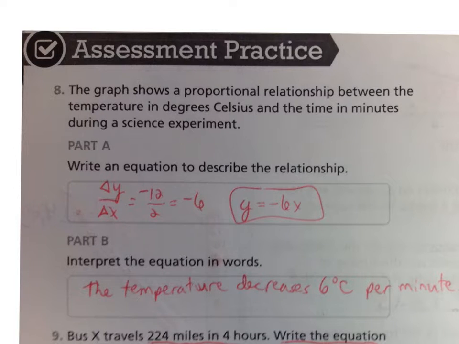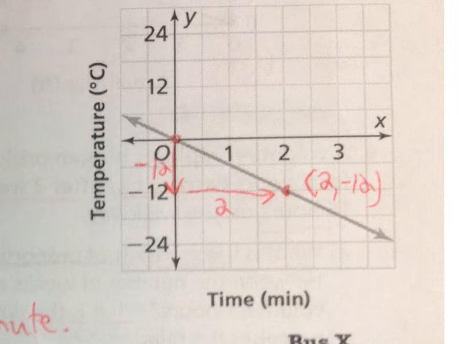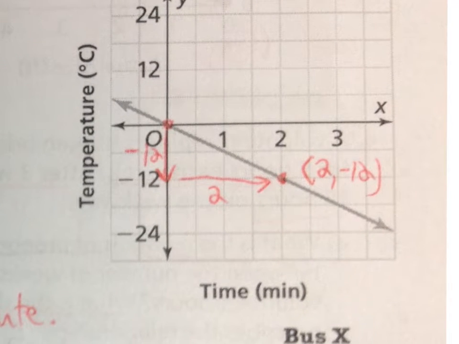Number 8, graph shows a proportional relationship between the temperature in degrees Celsius and the time in minutes during a science experiment. Write an equation to describe the relationship. So different points you guys could have picked on this graph. I chose the point (0, 0) and (2, -12). Didn't require a whole lot of thinking there.